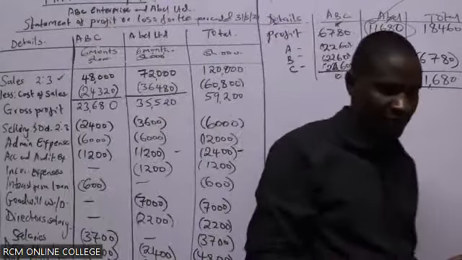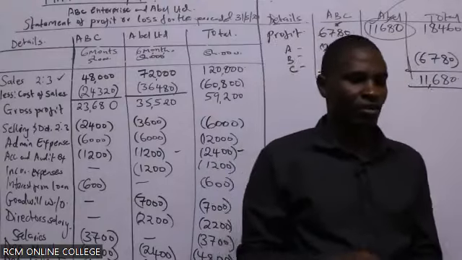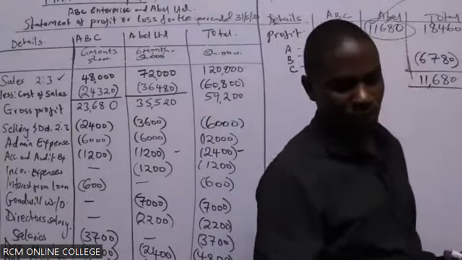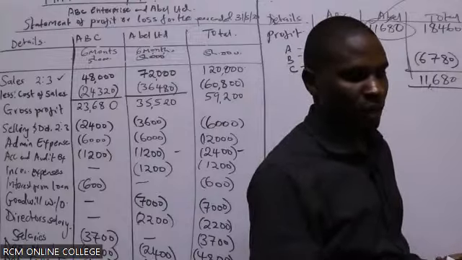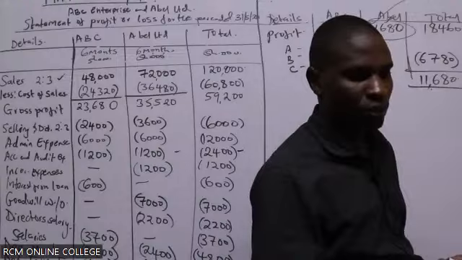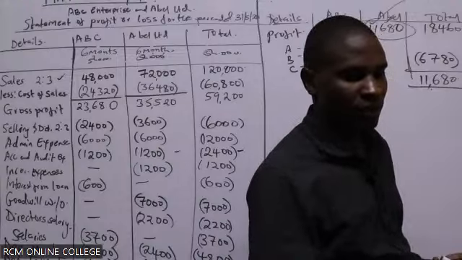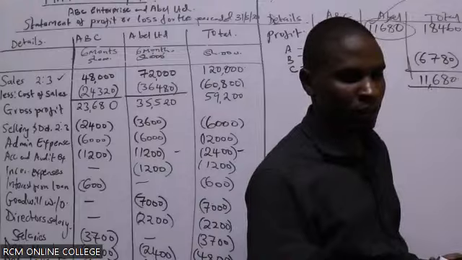11,680. So class, let's have a break of 5 minutes. Then we come back. We do the balance sheet. Then we go to professional accounts. After professional accounts, we shall go to the agriculture.